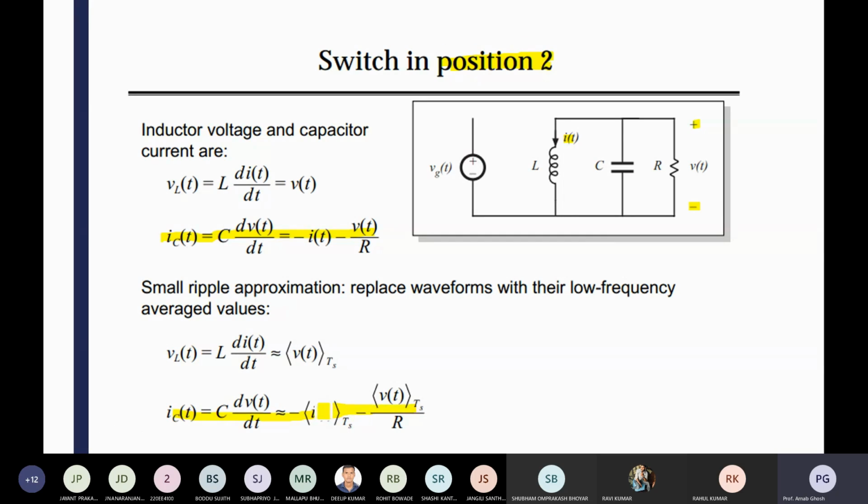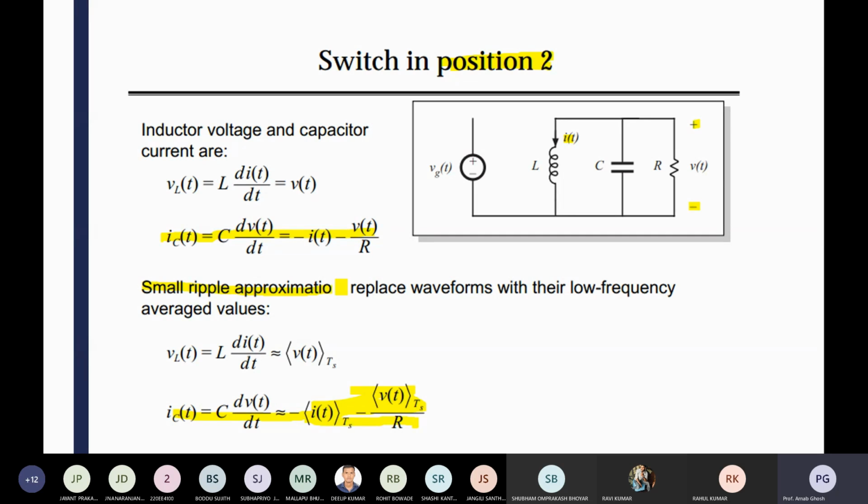Finally it will be averaged over the total time period Ts. So v(t) by R is there, so definitely it will be averaged over the time period Ts divided by R. The small ripple approximation can also be applied for this expression. So what will be the expression for the off time, when the switch is in position 2, the off condition of the switch, for the capacitor current? You can multiply that entire thing with d dash Ts, meaning (1 minus d)Ts.